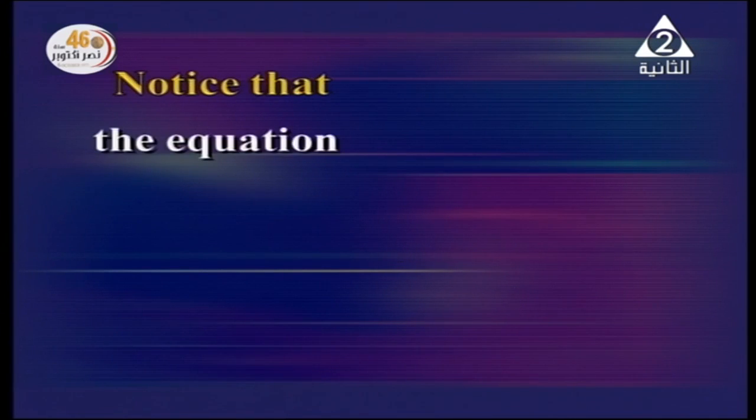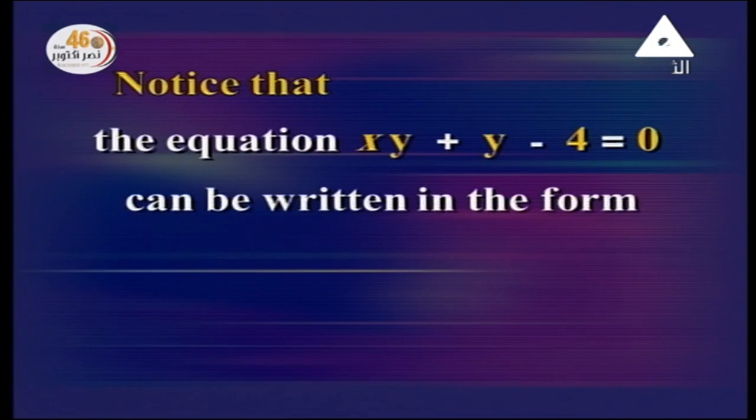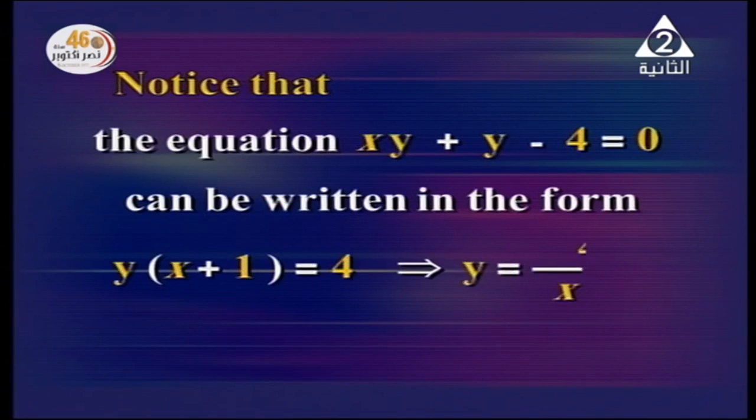Note that the equation xy plus y minus 4 equals 0 can be written in another form by taking y as a common factor. We multiply y by the bracket containing x plus 1 equals 4, so y equals 4 over x plus 1.